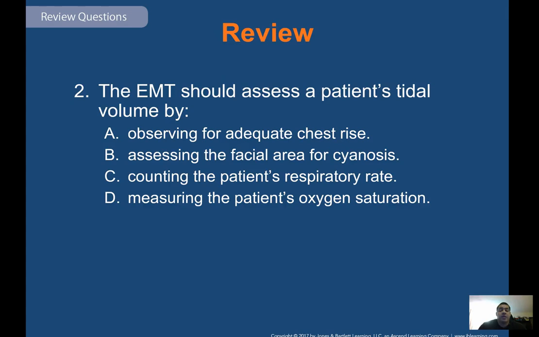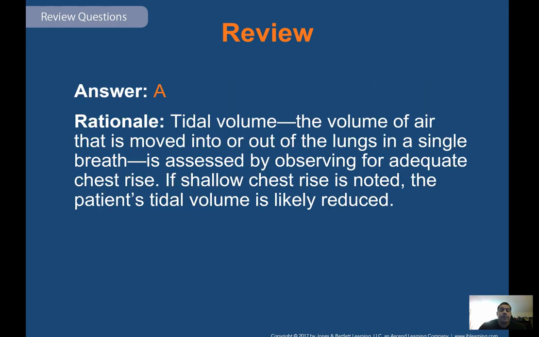The EMT should assess a patient's tidal volume by A. Tidal volume. The volume of air that is moved into or out of the lungs in a single breath is assessed by observing for adequate chest rise. If shallow chest rise is noted, the patient's tidal volume is likely reduced. So when you're giving BVM, when you're giving assisted ventilations, you're looking for equal chest rise and fall. You're making sure that the chest rises. You're going to get good tidal volume.